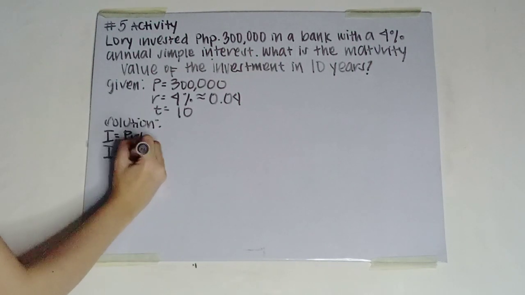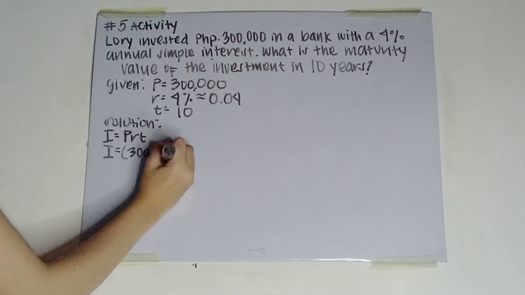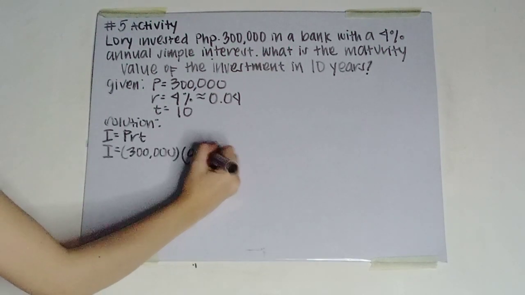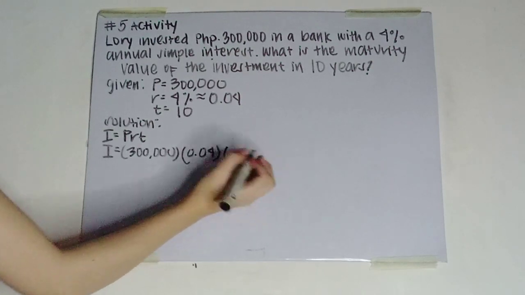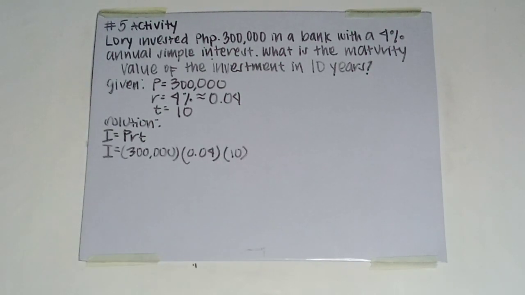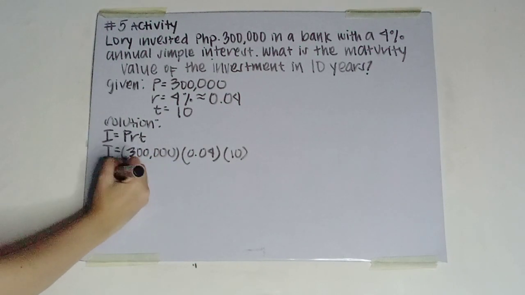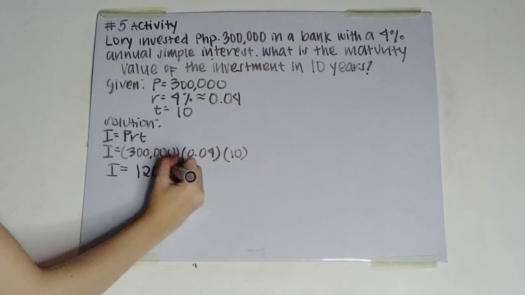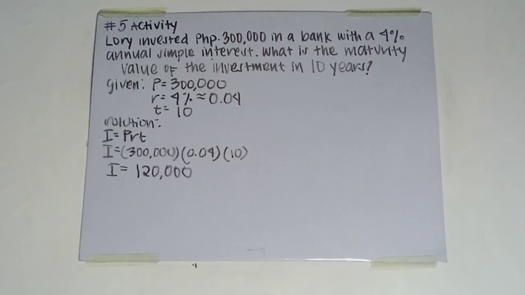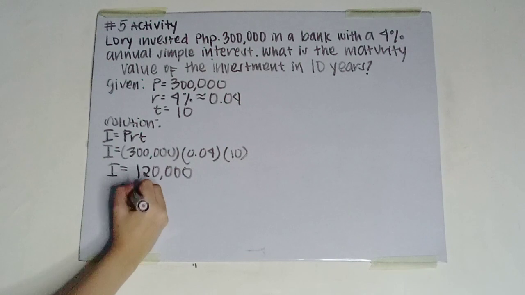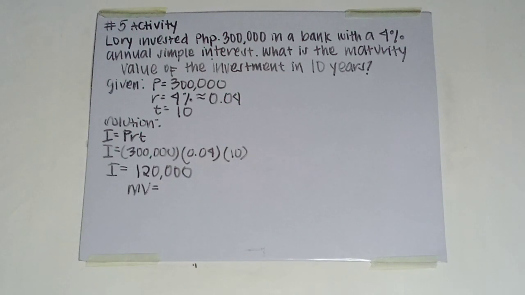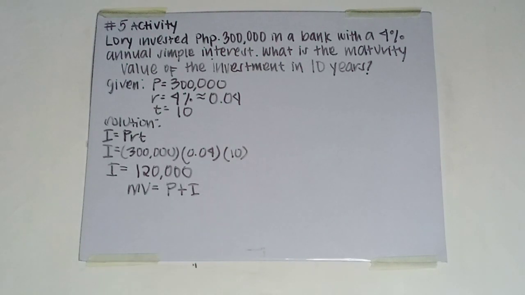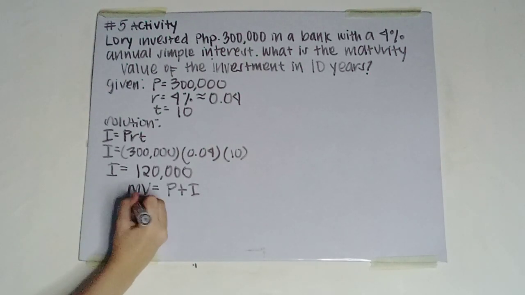So I is equal to 300,000 pesos times 0.04 times 10. So 300,000 pesos times 0.04 times 10 is equal to 120,000 pesos. And we will find the maturity value. The formula for maturity value is MV equals P plus I.